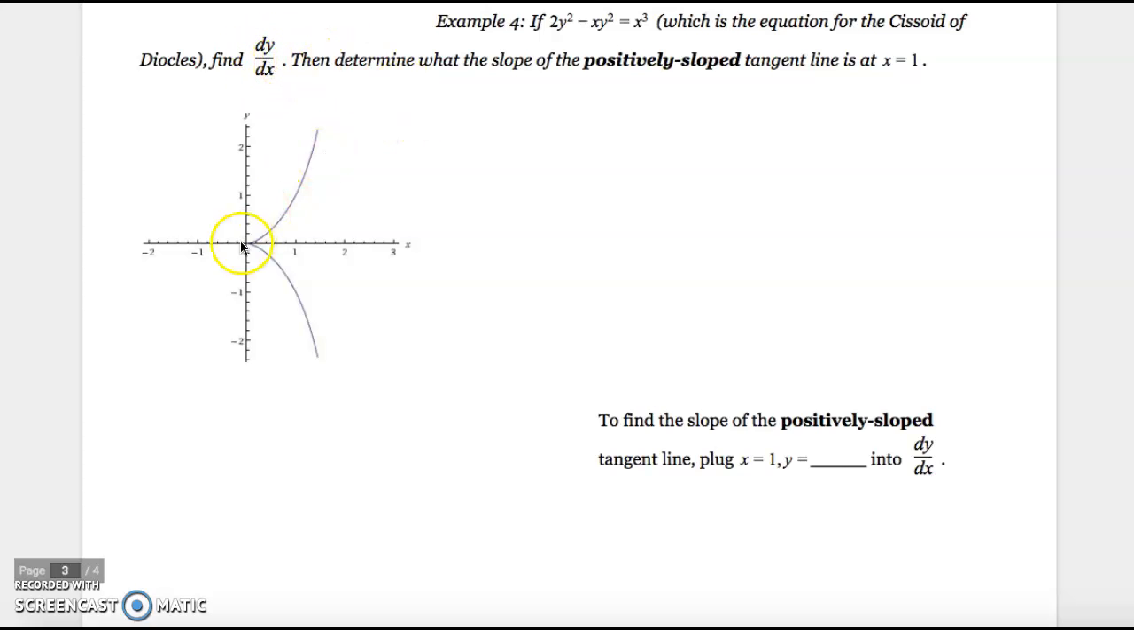or just in general, the derivative, and then we're going to determine what the slope of the positively sloped tangent line is at x equals 1. And so if you'll notice at 1, it's not a function, so when I plug in 1, I get out two outcomes. So one of them is here, and then one of them is here. So basically, it will determine the slope of the positively sloped line at x equals 1, okay? All right, so first let's find dy/dx.